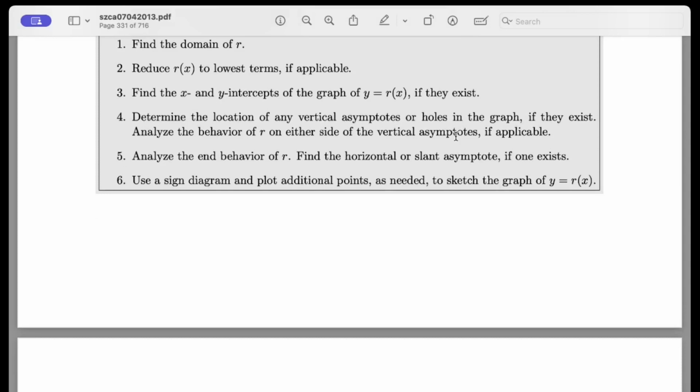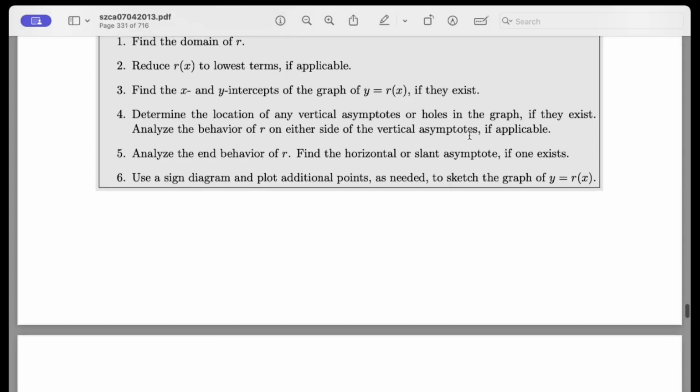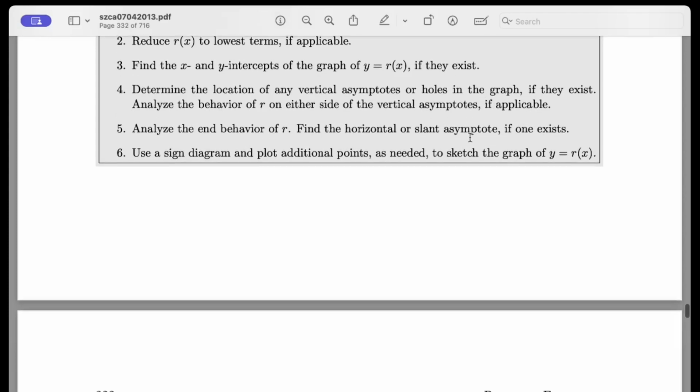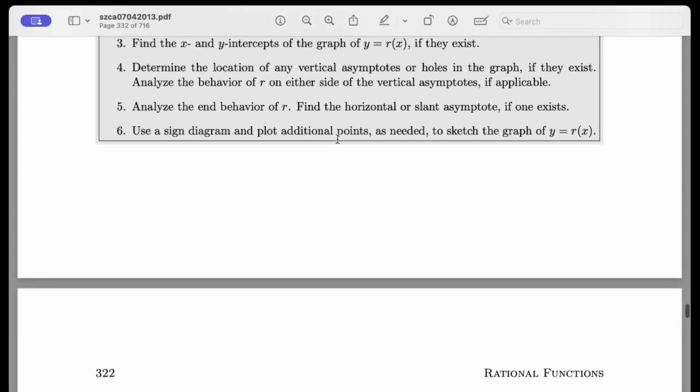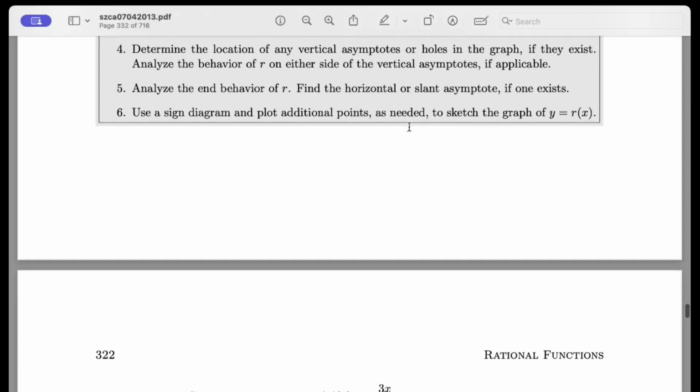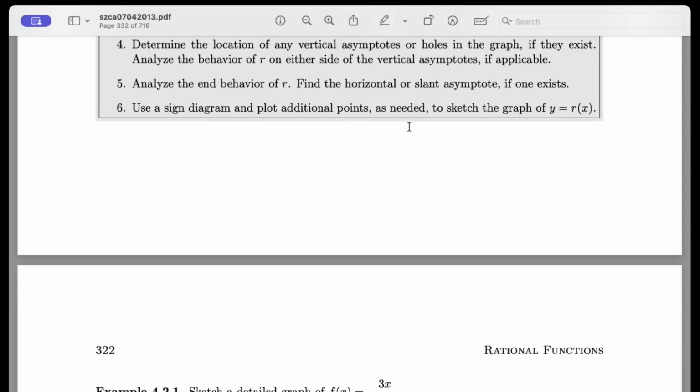It may not be necessary to, but just for the sake of developing a sense of how to do that, we will look at that. And finally, analyze the end behavior. See if there's a horizontal or a slant asymptote. See if there's other kinds of asymptotes. We'll use a sign diagram, and if necessary, we might plot some additional points. Normally, it wouldn't be necessary. And then we'll just fill in the graph in between all the features we've identified.